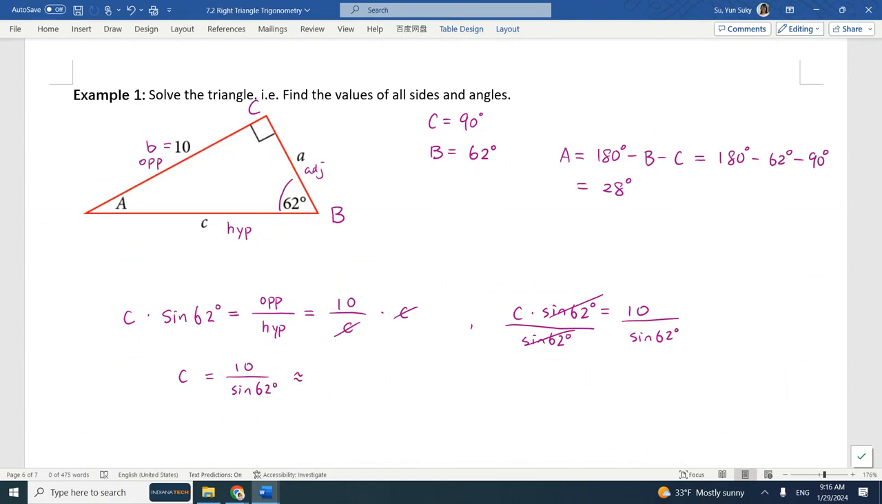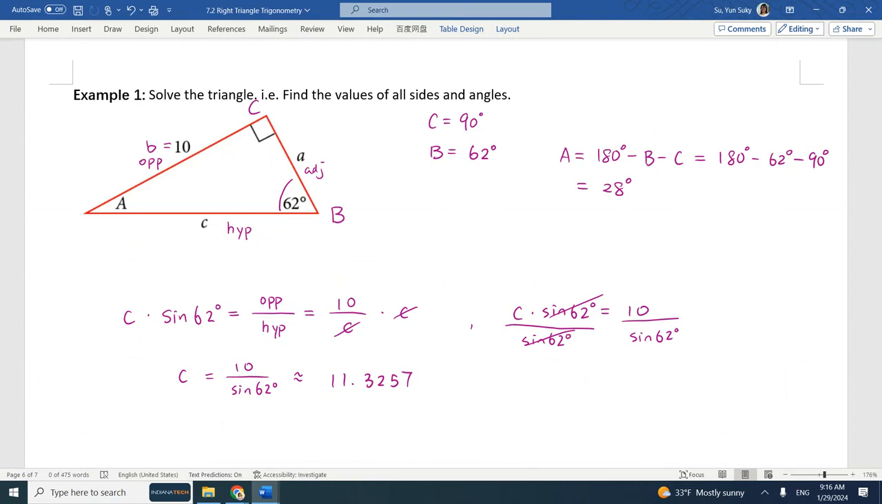Okay, plug this in your calculator and give me 4 decimal places. Which mode? Radian or degree? Degree, yes. What number do you get? 11.3257. Right? Thank you. And you all get the same answer? Okay, that is C. So we got B, we got C.